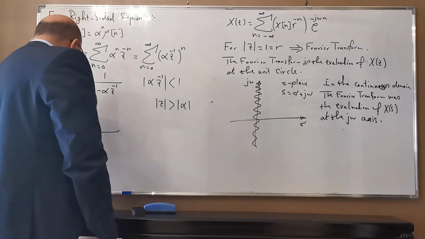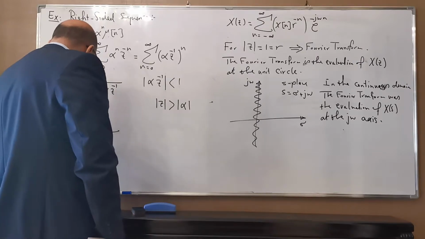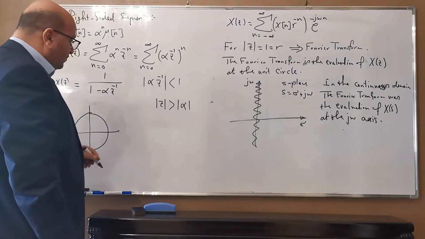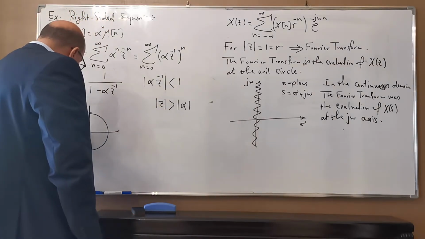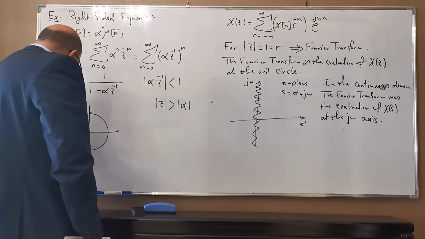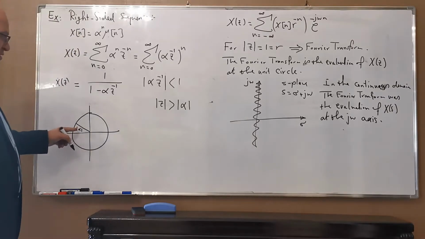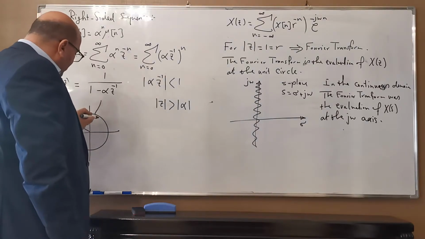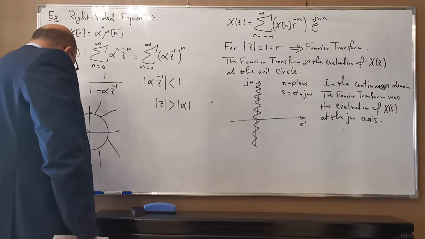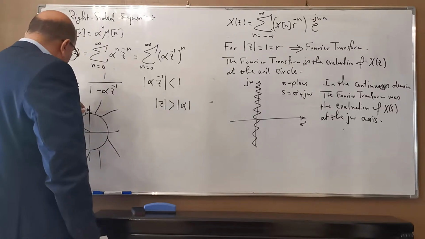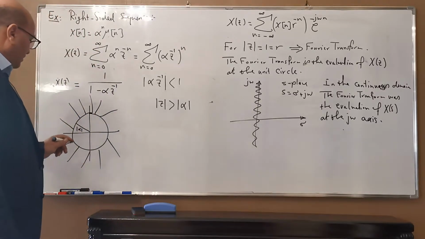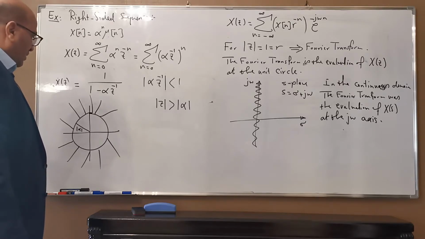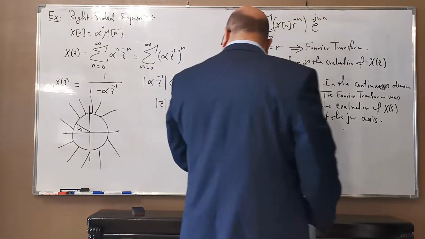If we put this, it will look like a circle, because it's the magnitude regardless of the phase. The magnitude of Z regardless of the phase should be equal to the magnitude of alpha. So the magnitude of alpha is the radius of this circle, and you are looking at all the points outside this radius. The magnitude of Z is all the Z plane except a circle that has a radius of the magnitude of alpha.